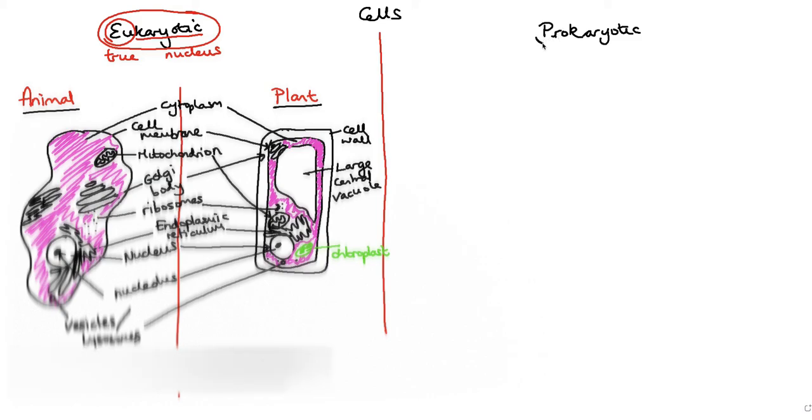So the word pro refers to before, and the word karyon or karyotic refers to nucleus. So these are cells that are thought to have evolved or arisen before the evolution of a nucleus. So these were the first life forms on Earth. They are the bacteria, the only living things that have these cells are bacteria, and the ancient bacteria, the archaebacteria.